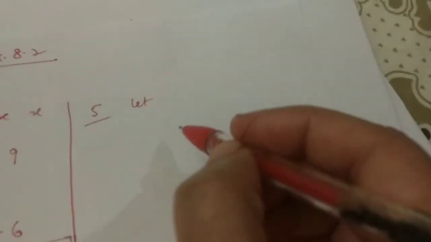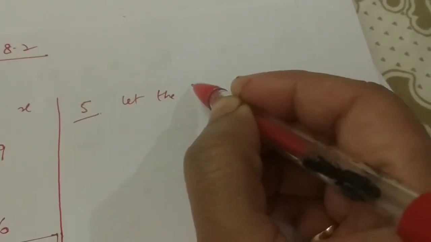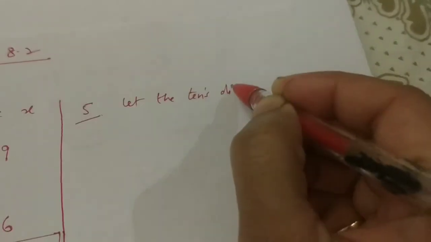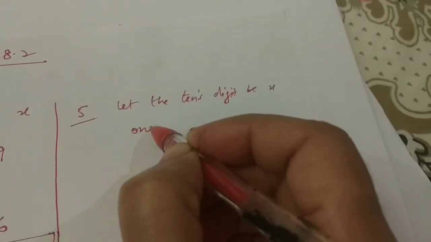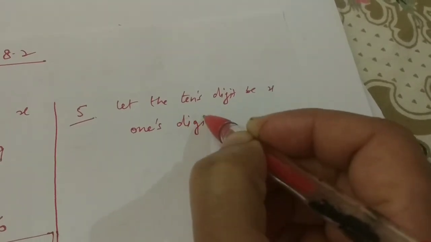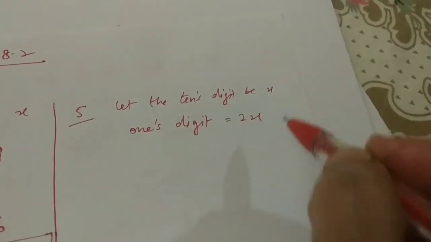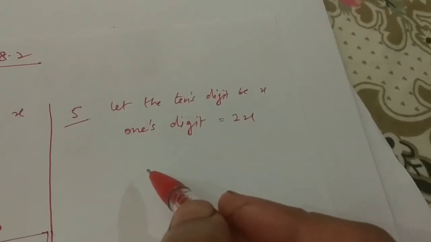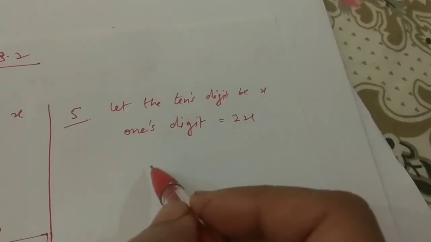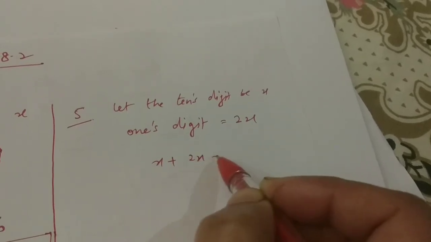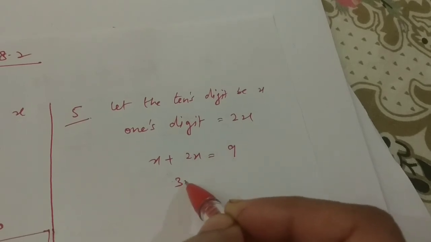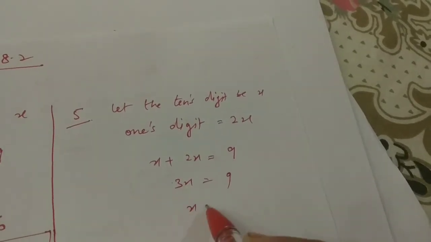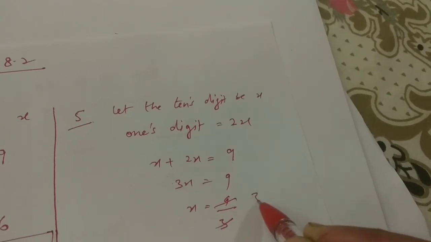So let the tens digit be x, then ones digit would be 2x. And what is it saying? It is saying if we add both the digits, the result is coming out as 9. So x plus 2x, 3x is equal to 9. So x is equal to 9 by 3, that is 3.